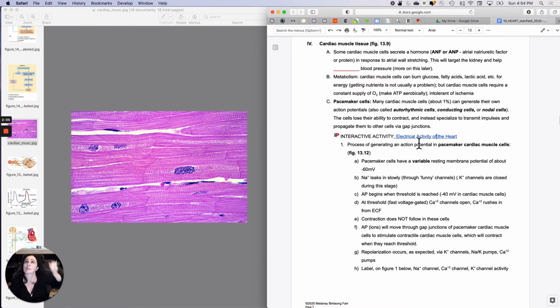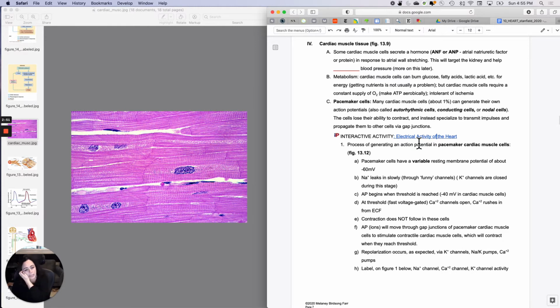Okay, so let's talk a little bit about cardiac muscle metabolism. Cardiac muscle is really not very particular in the nutrients that it wants to burn because it can burn glucose, other sugars, can also burn fatty acids, can burn lactic acid, all of that for energy. So getting nutrients is not generally a problem for cardiac muscle, but cardiac muscle has almost zero capacity to do anaerobic cellular respiration. So it really needs a constant supply of oxygen. It is intolerant of ischemia. You guys probably know that if you cut off blood supply, oxygen supply to cardiac muscle for any appreciable length of time, then the cells will die and they tend to be amitotic. So that's a big problem.